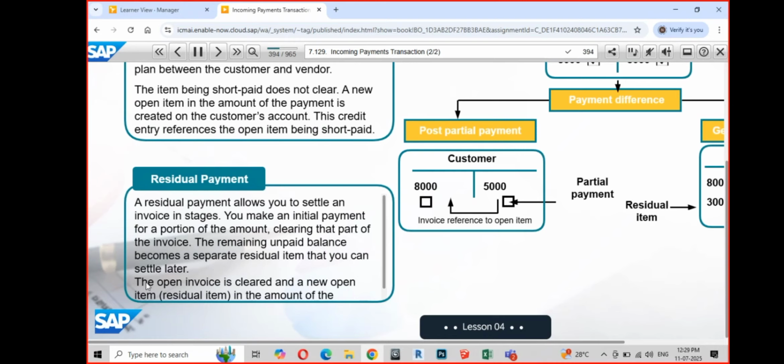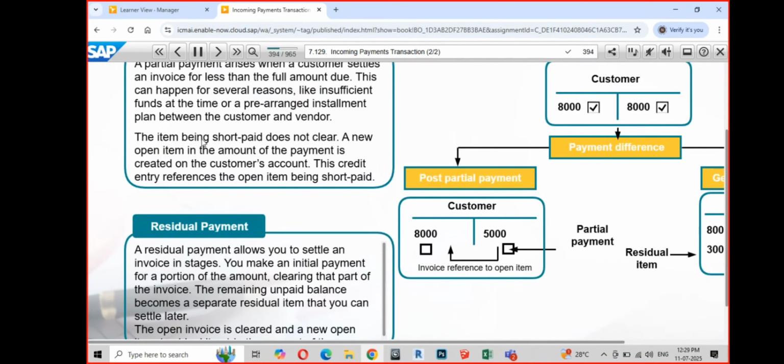And this is what is being shown to the user. Only the open item or the unpaid balance will be reflected. But in this case, both your original invoice and your partly paid amount will also be shown.